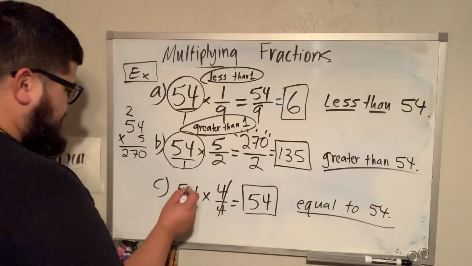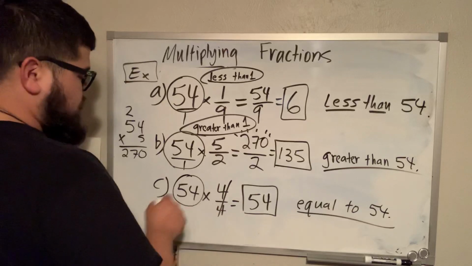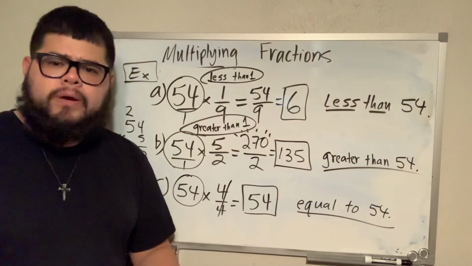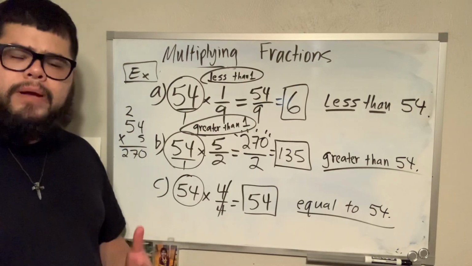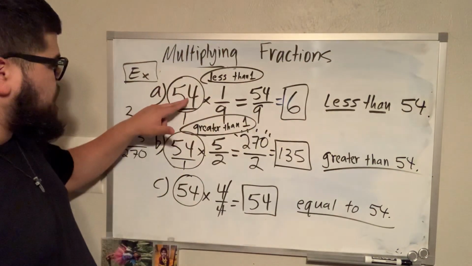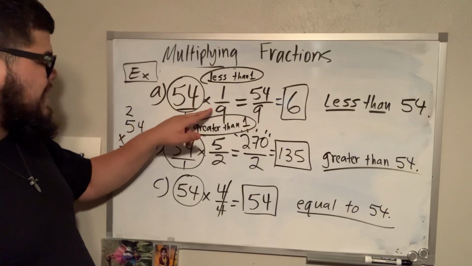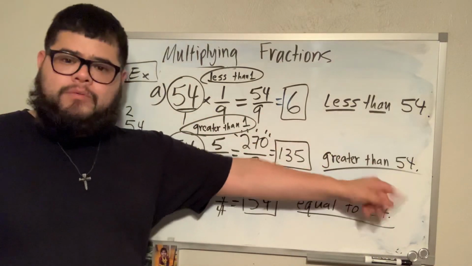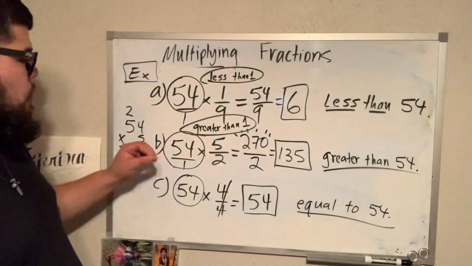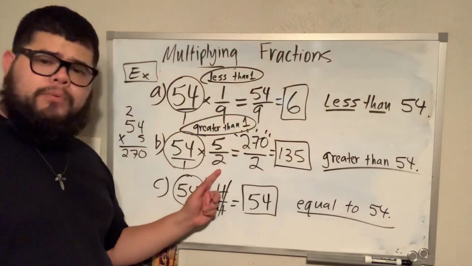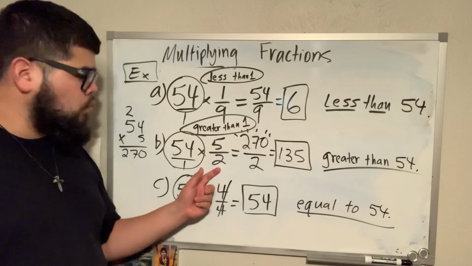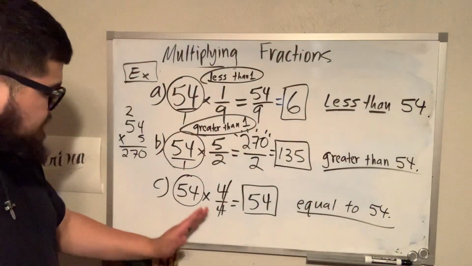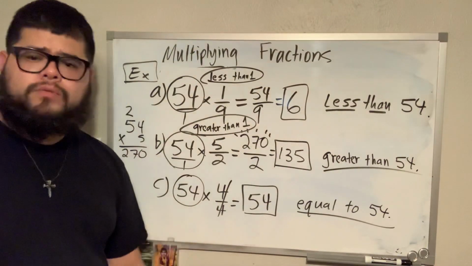And then here, 54 times 1, or a number that's equal to 1, we just get that same number. So that's what we want to be able to understand from this. When we multiply our number, whatever our number is, times a number that's less than 1, a proper fraction, we end up with a number less than what we started with. When we multiply our number by an improper fraction, or a number that's greater than 1, we end up with a number that's greater than the number that we started with. And when we multiply our number by 1, we get a number equal, of course, to our number.